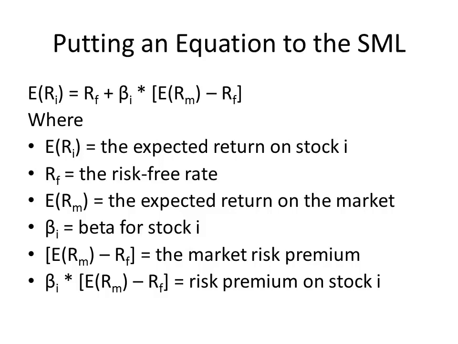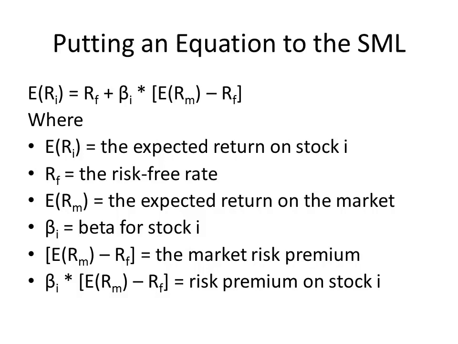Now let's talk about the individual pieces here. The expected return on the market is what we think the market is going to return in the coming year. The risk-free rate, you might see a problem that says the interest rate on treasury bills or the yield on treasury bills is such and such. That's your risk-free rate. And that piece in the square brackets is called the market risk premium.